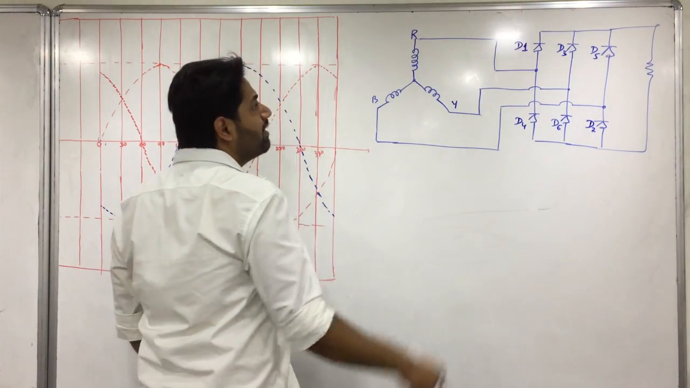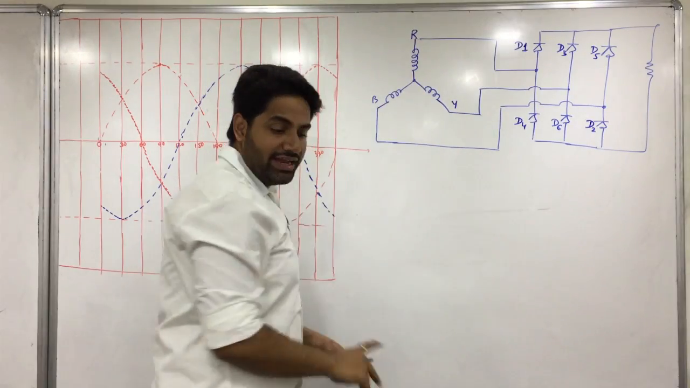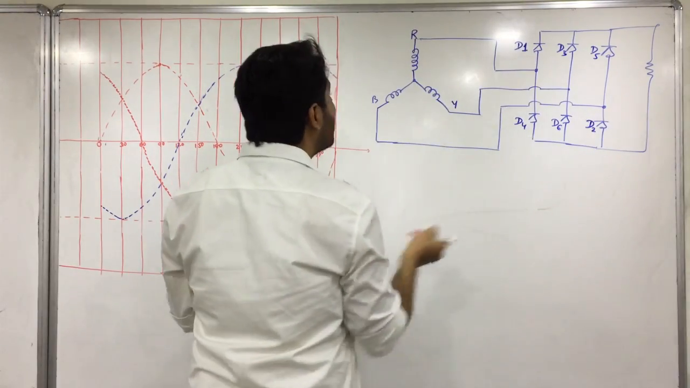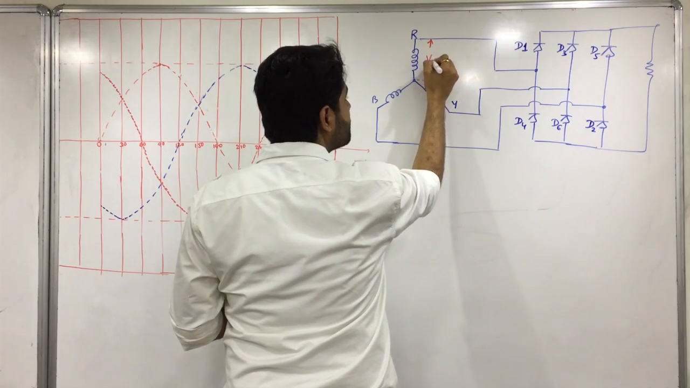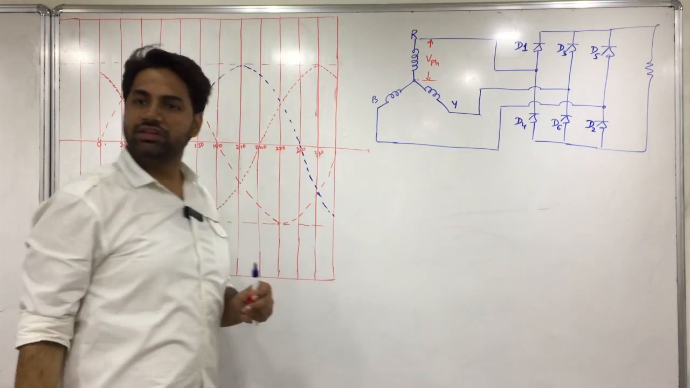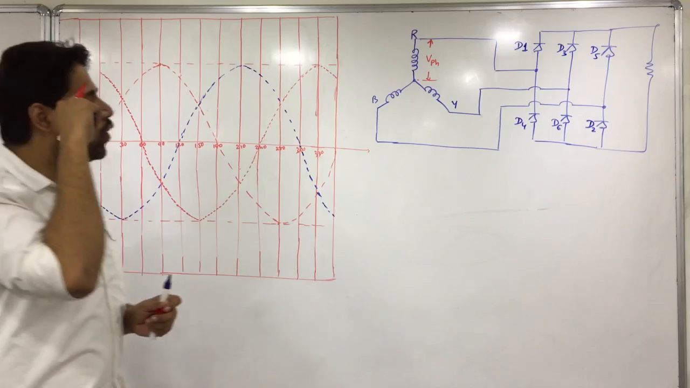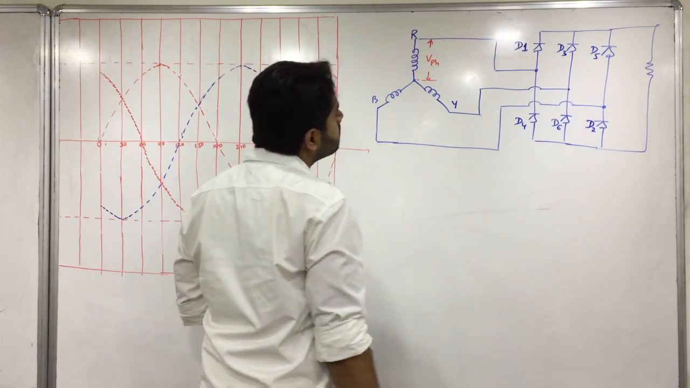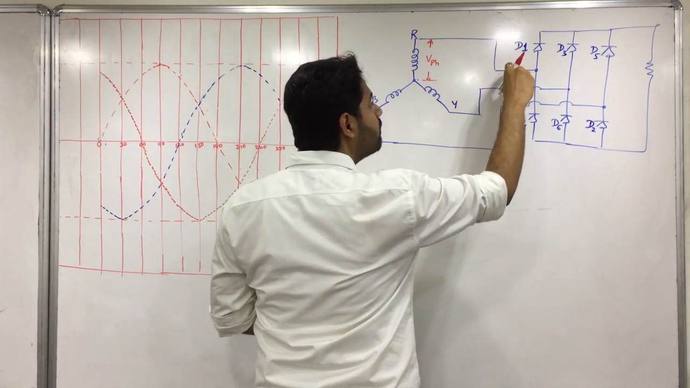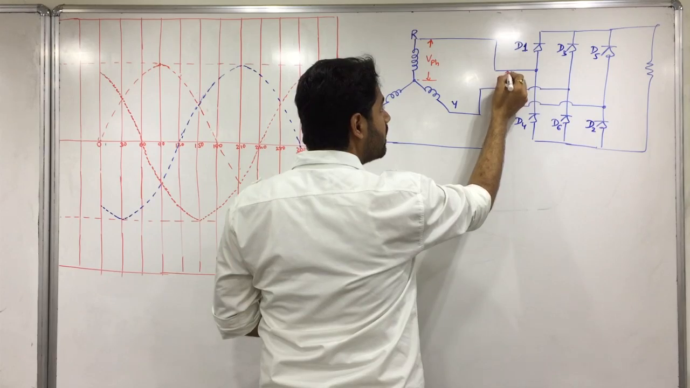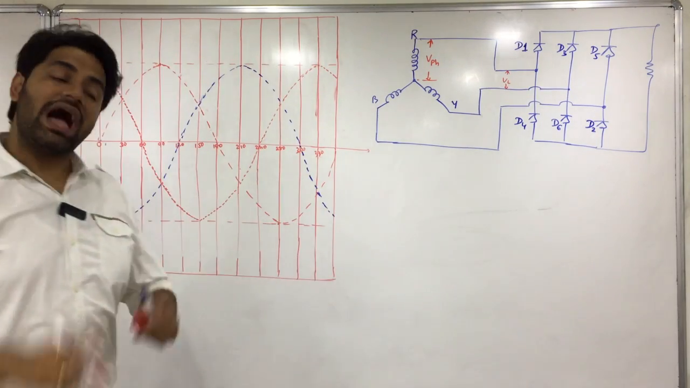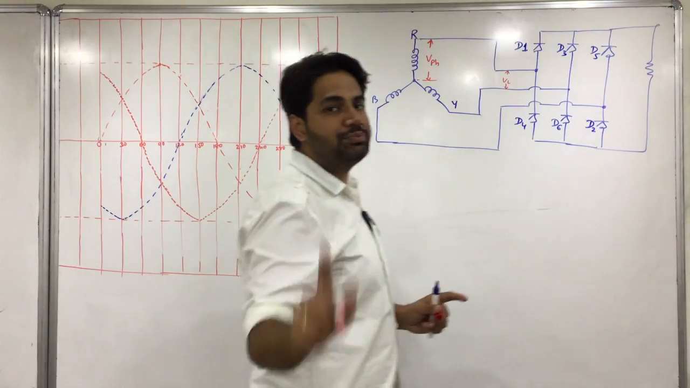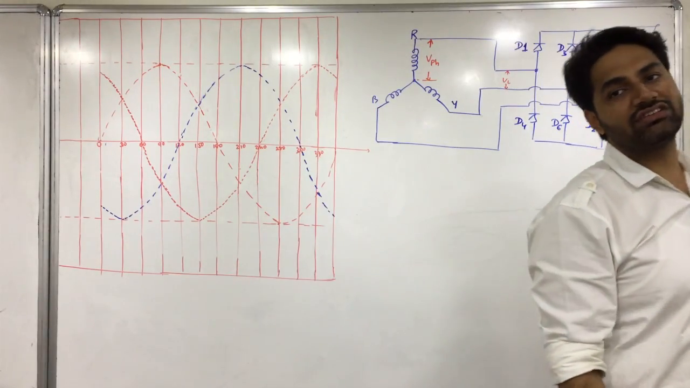Okay, so initially let us understand the voltage that we will have over here. This is my phase voltage. Agreed? Fine. Okay. Now, whatever voltage will come over here, it will be line voltage. So I should be very clear with my phase voltage and line voltage concepts.